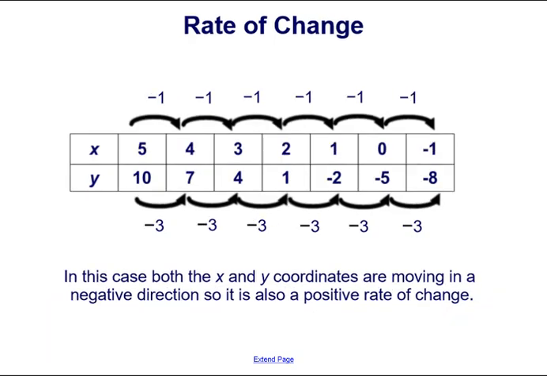Now take a look at this table. In this table, we can see that the change in the x-coordinates are minus 1, minus 1, minus 1, minus 1, minus 1, minus 1. And the change in the y-coordinates are minus 3, minus 3, minus 3, minus 3. In this case, both the x and y coordinates are moving in a negative direction. So it is also a positive rate of change. The slope would be a negative over a negative, which is also a positive.